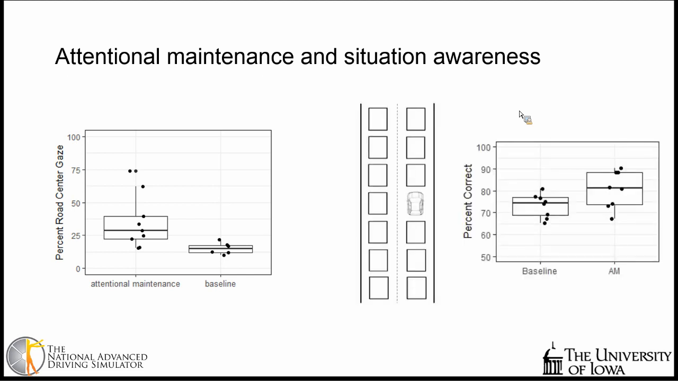But what's really interesting is if you then look at accuracy in that freeze probe task. Again, that's when we're blanking out the screens and asking where the vehicles were around them. We see this nice bump for the attentional maintenance group in accuracy relative to the baseline group. What that suggests is that providing these attentional alerts is enhancing drivers' understanding of what's around them. And we think that's because they're just having to look up more often.